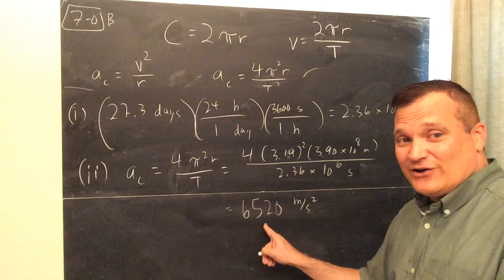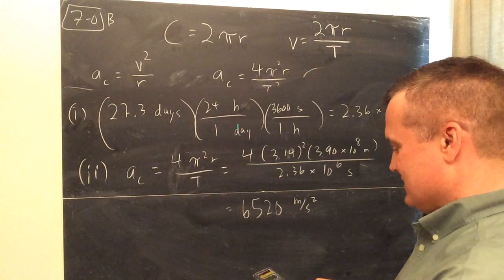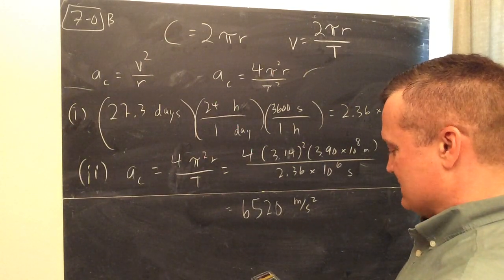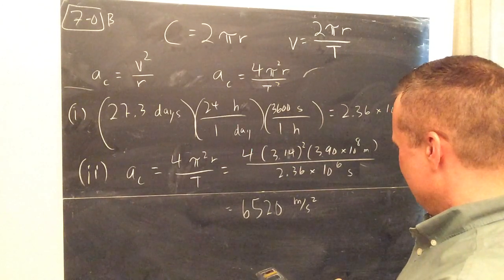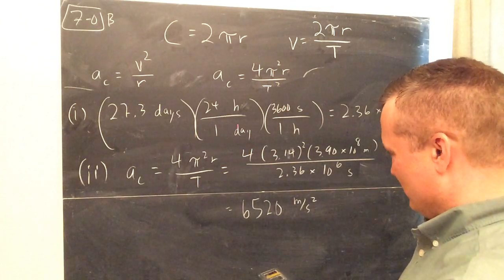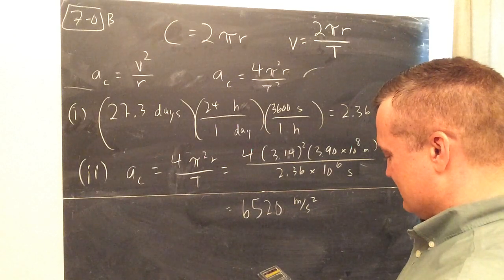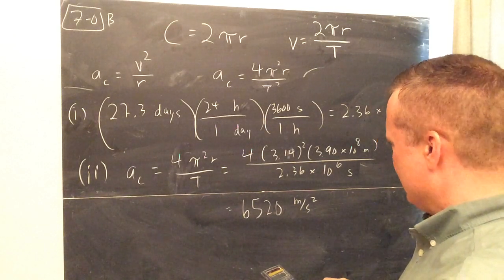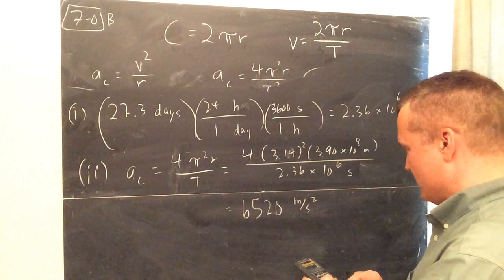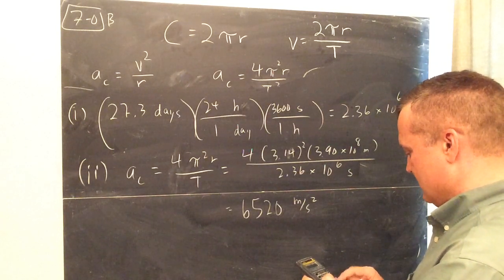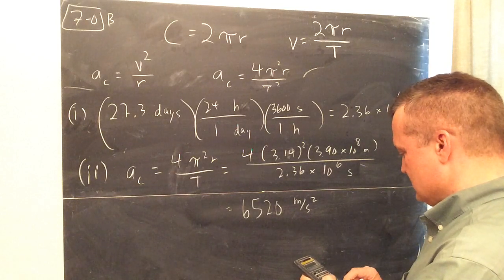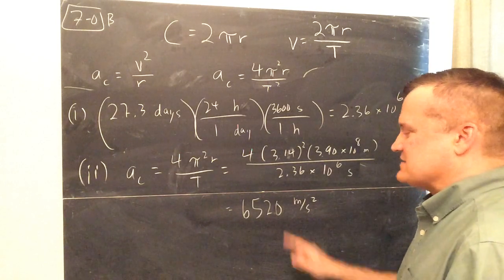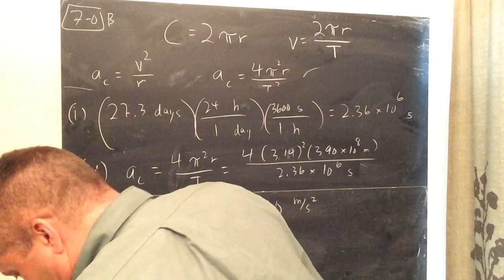That is a very large acceleration. And that is going to be correct, I believe, because the Earth's gravity pull on the moon is so great. Oh, wait, did I do the math? Wait, let me make sure I do my math right. 3.14 squared times 3.90 times 10 to the 8th times 4 divided by 2.36 times 10 to the 6. Yeah, that's correct. All right, so that's a much higher acceleration than what you saw earlier.